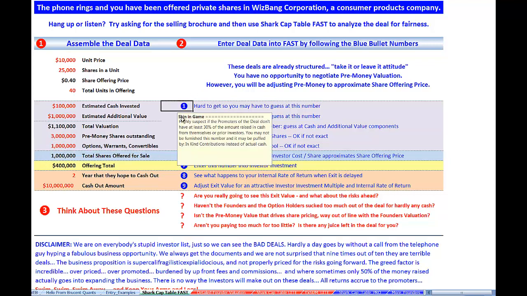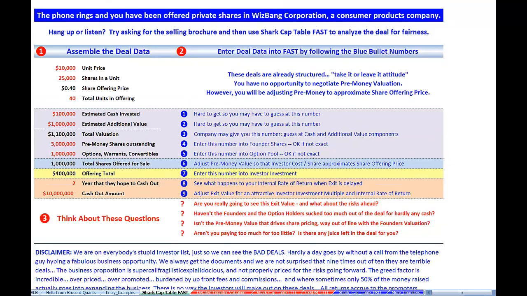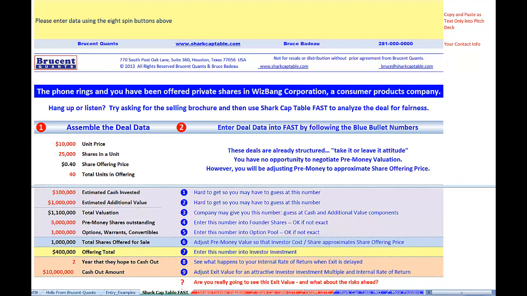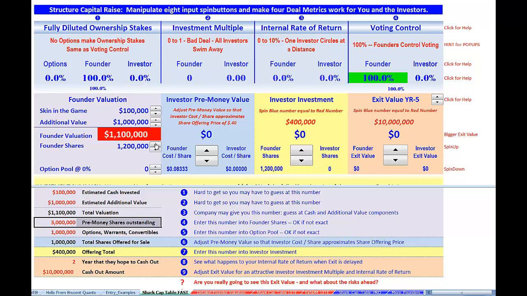Now, what we want to do is follow these 9 blue bullets. So the first thing we're going to do is come down here and split the screen. And there we are. Now, let's put in $100,000 worth of skin in the game. Let's put the additional value as $1 million. There we go. Spin, spin, spin. And the number of founder shares would be the pre-money shares outstanding. So let's put in 3 million.